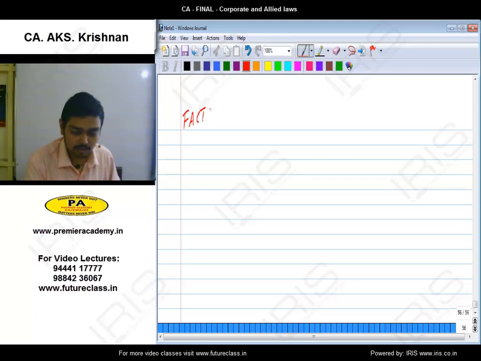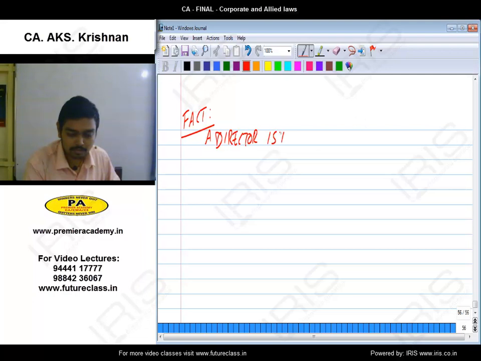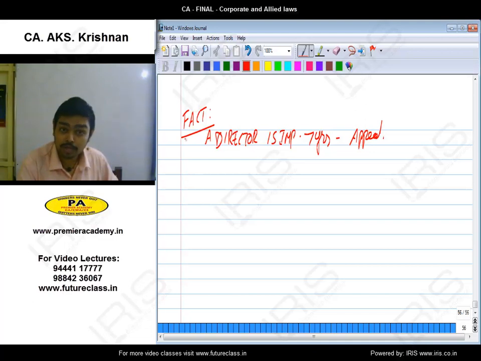Fact. Just 2 lines you have to complete. A director is imprisoned for a period of 7 years and he has appealed. That's all. This is all you should write, just one line. Don't write more than that, because you should not make the examiner read the question paper every time. The question is already in the question paper; you should not write blah blah blah in the answer paper. Just one line is enough.